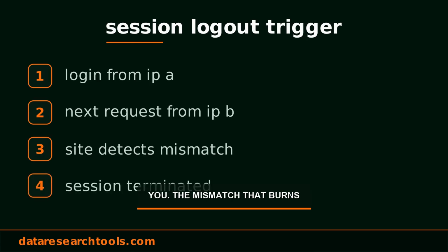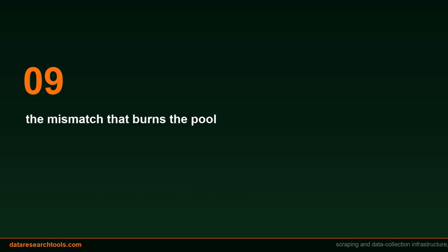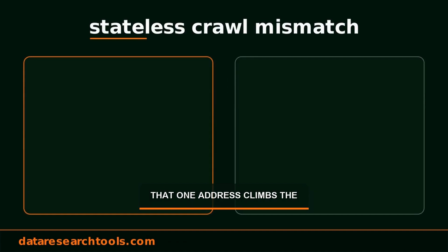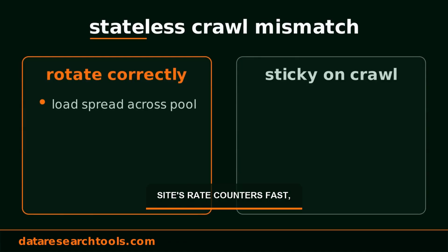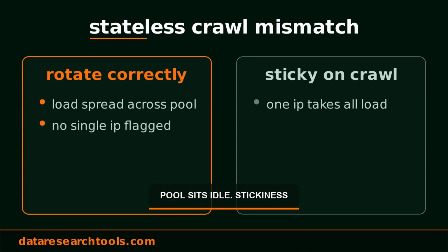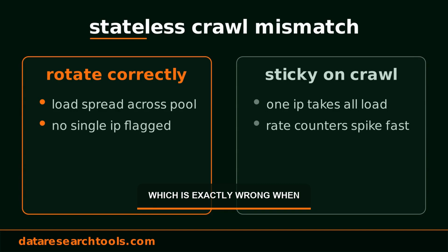The mismatch that burns the pool. The opposite mistake is quieter but just as costly. Hold one sticky address across a huge stateless crawl and you funnel thousands of requests through a single IP that a rotating pool was built to spread. That one address climbs the site's rate counters fast, earns a reputation all by itself, and gets throttled or blocked while the rest of your pool sits idle. Stickiness concentrates trust on one door, which is exactly wrong when the job never needed a door held open.